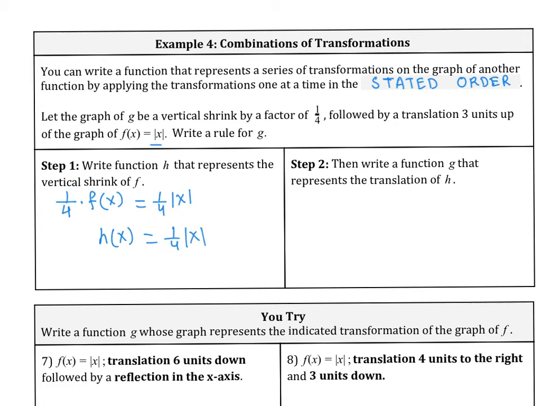Now step number 2 is to write a function g(x). The function g(x) is a translation of the function h(x) by 3 units up. So h(x) is 1/4 absolute value x. Since it's a translation 3 units up, we're going to add 3 to the function. So this is going to be a complete function which involves more than one transformation. We're going to do it step by step and get to the answer. Now please pause this video and try the U-try problems on the worksheet, and we will discuss it later.